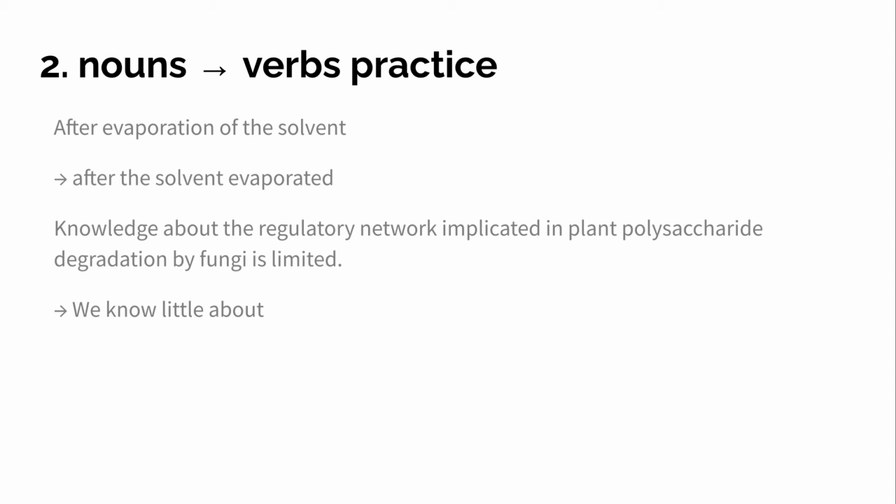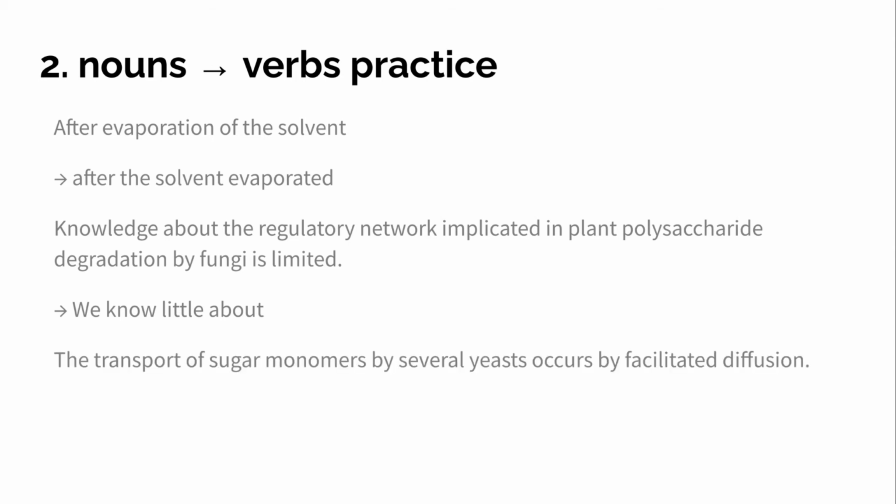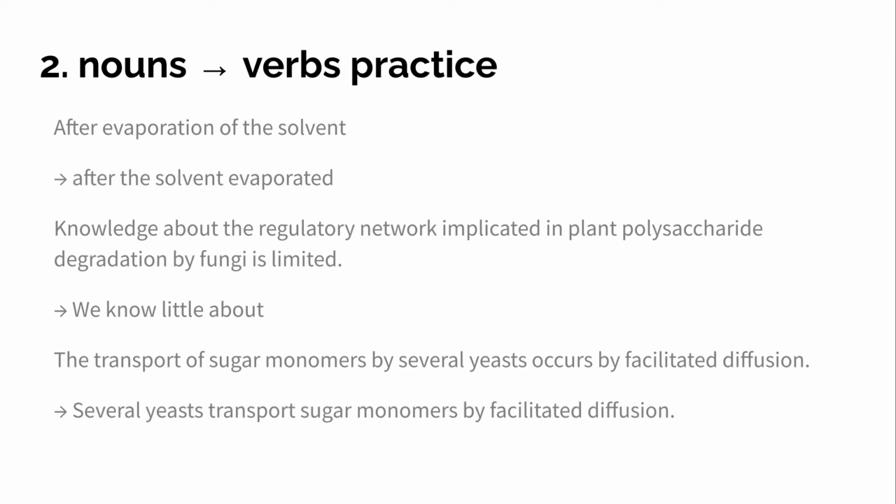Final example. "The transport of sugar monomers by several yeasts occurs by facilitated diffusion." In this sentence, the verb is "occurs," but the actual verb, the verb with very specific meaning, is hiding as a noun. Can you find it? The verb should be "transport." What transports what? Several yeasts transport sugar monomers by facilitated diffusion.